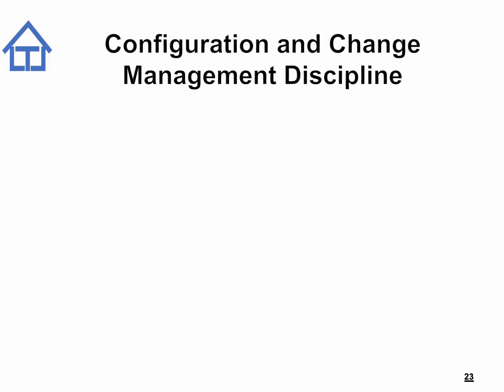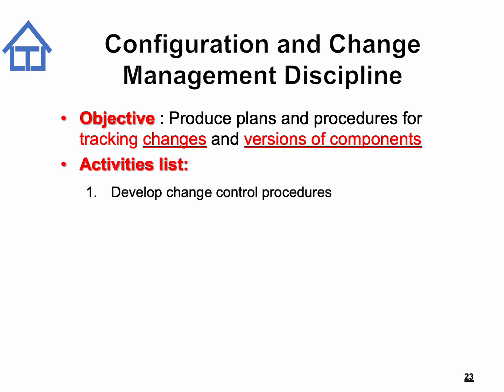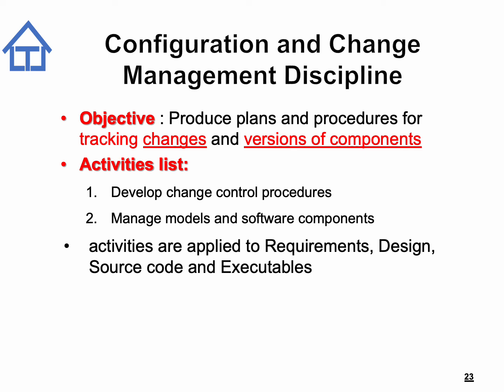The second of the support disciplines is the configuration and change management discipline. The objective of this discipline is to produce plans and procedures for tracking changes and versions of components. The activities in this discipline are to develop change control procedures and to manage models and software components. These activities are largely applied to requirements, design, source code, and executables.